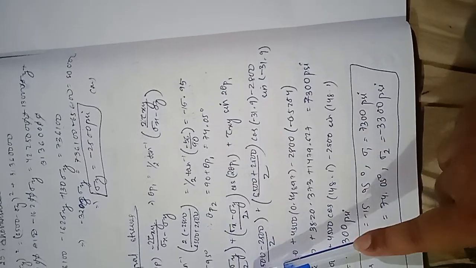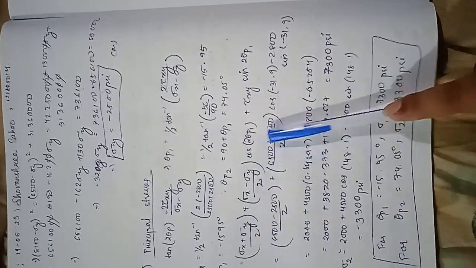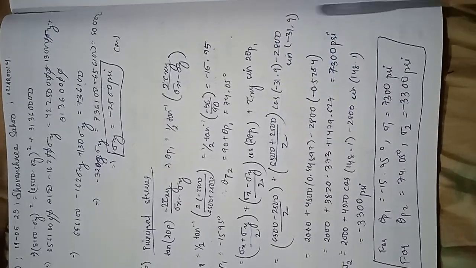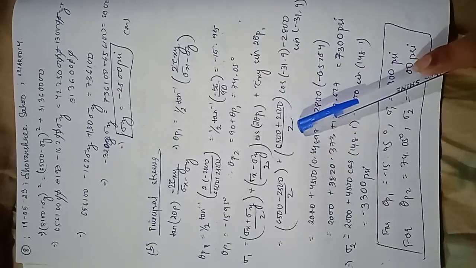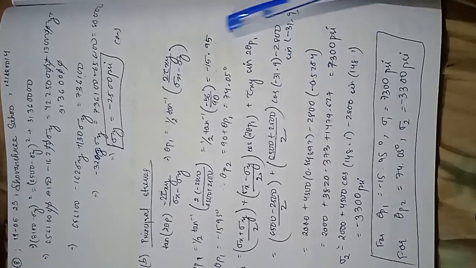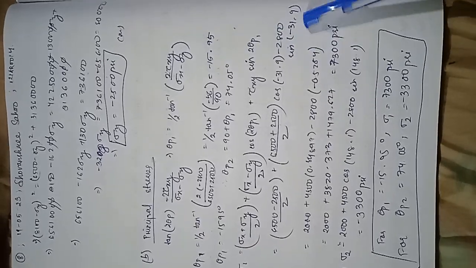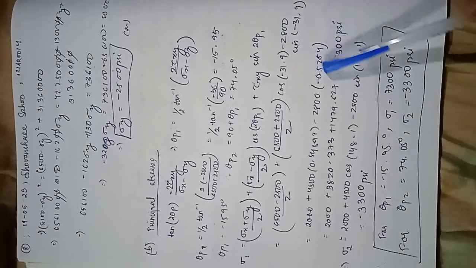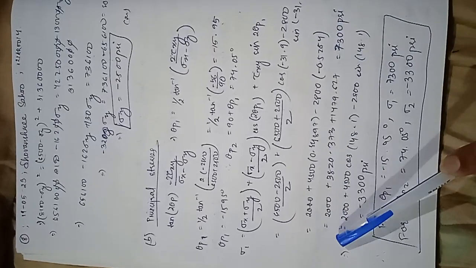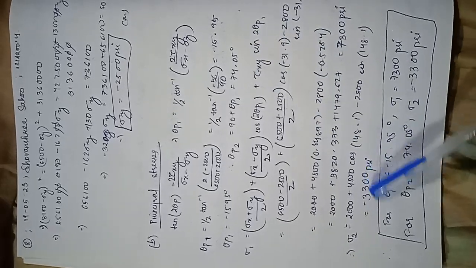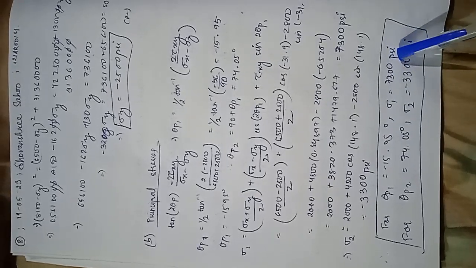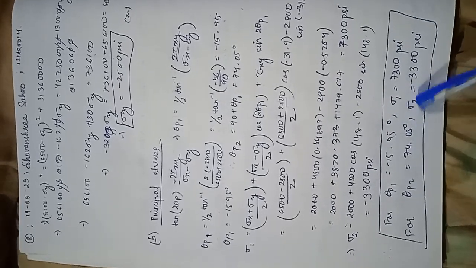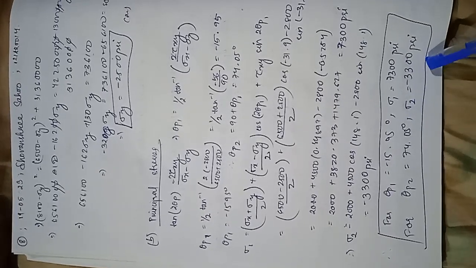So sigma 1 is equal to (sigma x plus sigma y) by 2 plus (sigma x minus sigma y) by 2 cos 2 theta p1 plus tau xy sin 2 theta p1, which is equal to (6500 minus 2500) by 2 plus (6500 plus 2500) by 2 cos of minus 31.9 degree, plus tau xy sin of minus 31.9 degree, which gives us 7300 psi. And now sigma 2, putting the value 74.05 degree, we get minus 3300 psi. So for theta p1, sigma 1 is 7300 psi. For theta p2, 74.05 degree, sigma 2 is equal to minus 3300 psi.